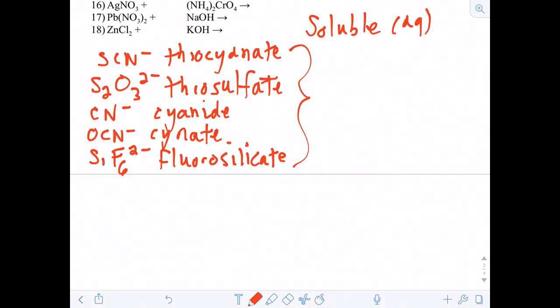There are some exceptions I'm going to give you. So these first two are just like the chlorides in that the only exceptions are mercury and silver and lead. All right, so those are fairly simple. They're just like the chlorides.